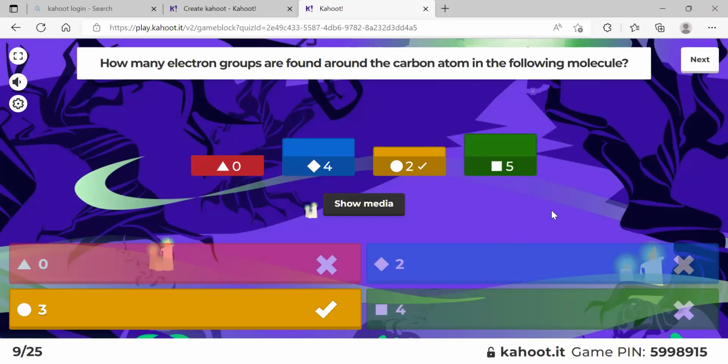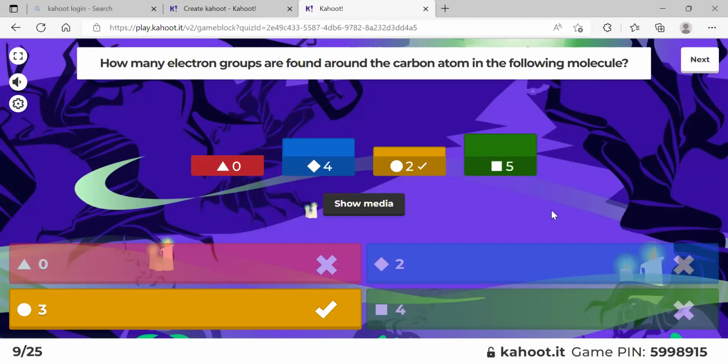Okay, let's review electron groups. Remember that electron groups, which is a topic that has to do with Lewis structures, is just an illustration of, just like the name says, a group of electrons.